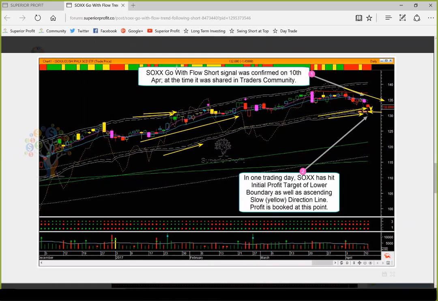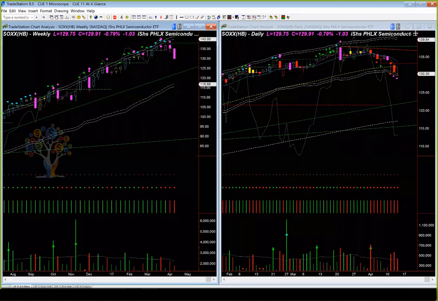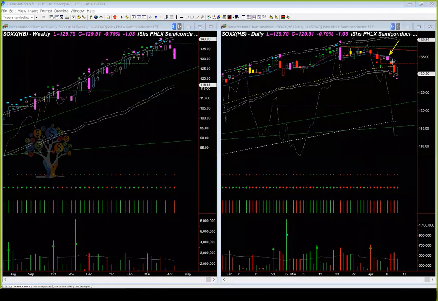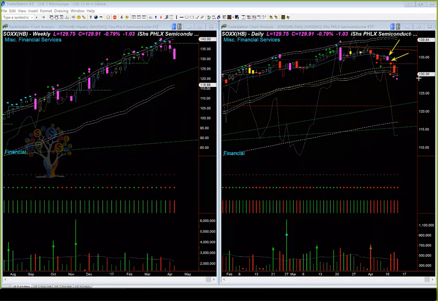Let's look at SOXS today. Okay, so our entry was on this magenta candle. Some profit could be booked the very next day when the yellow direction line and also the lower boundary were hit, and then it is continuing to go down. So as I mentioned, we can let profit run. And we can now use the queue protection signal.